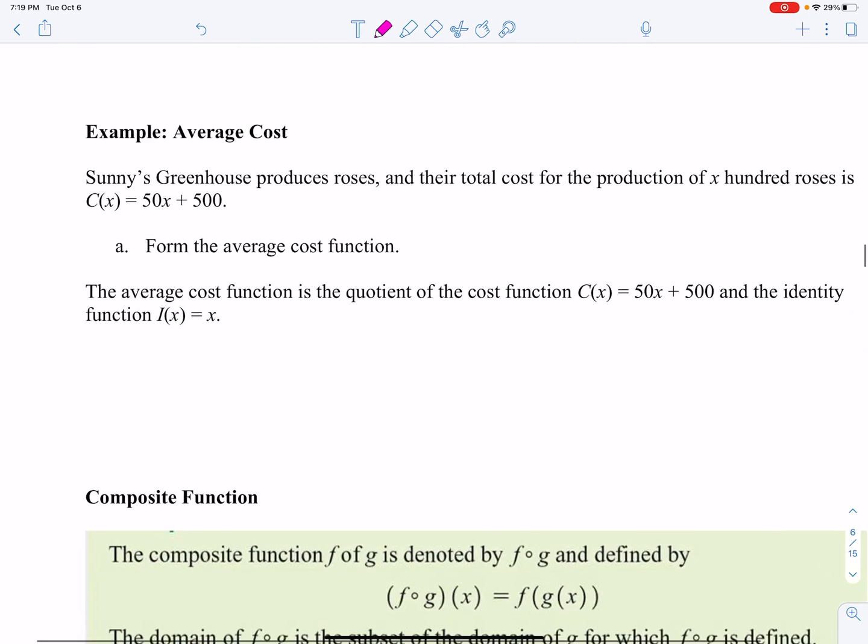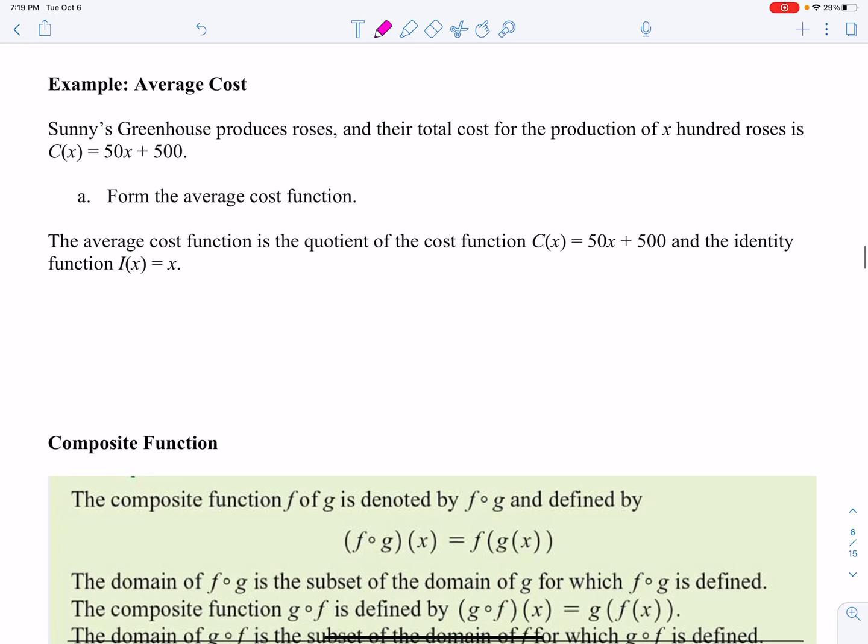Moving on. Here's an example, average cost. Sunny's greenhouse produces roses, and their total cost for the production of x hundred roses is this cost function here. Form the average cost function. This is not something you have to know, but the average cost function is the quotient, meaning fraction, of the cost function and the identity function x. So in other words, we take cost and divide by x. That's it.